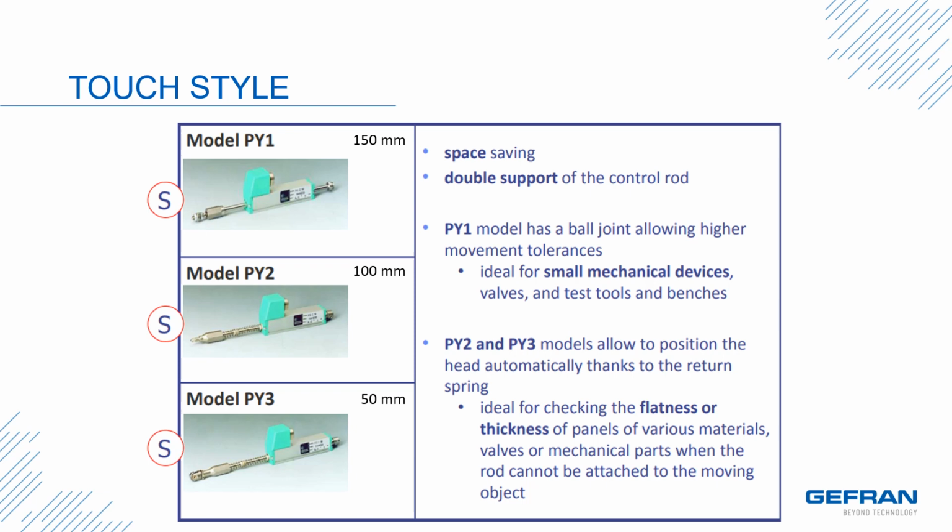The PY2 and PY3 models are spring return. They are ideal for checking flatness or thickness of materials. They can also be used to measure the depth of a blind hole. All of these are bracket mounted.